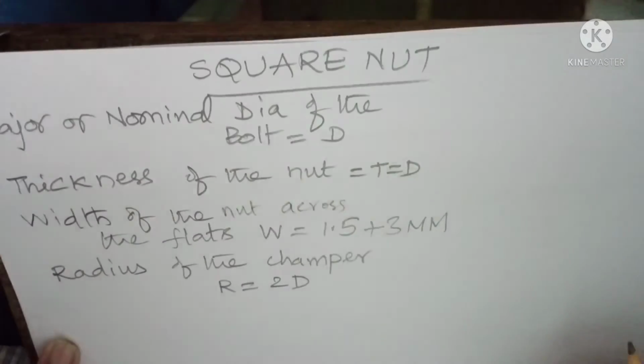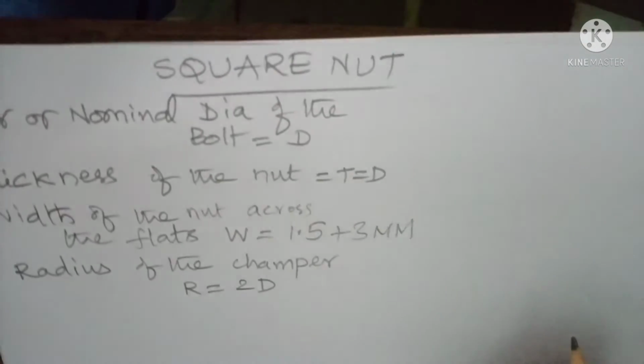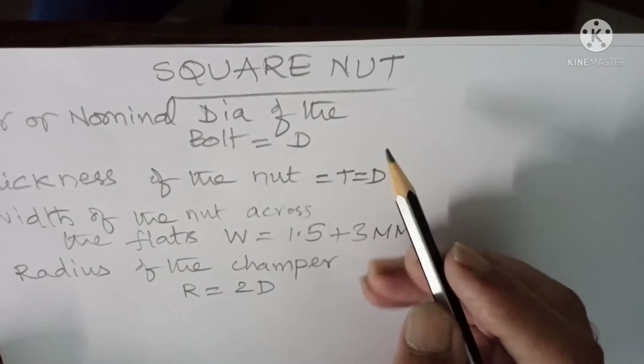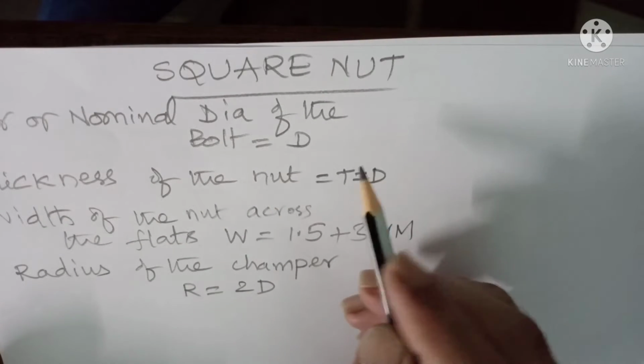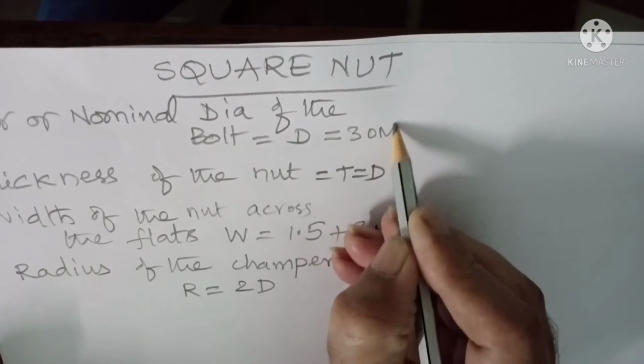I would like to explain how you have to draw the square nut. This square nut is like the hexagon nut only. The proportions I am reading out here: the major or nominal diameter of the bolt, D, is equivalent to 30. For example, I am taking D equal to 30 mm here.